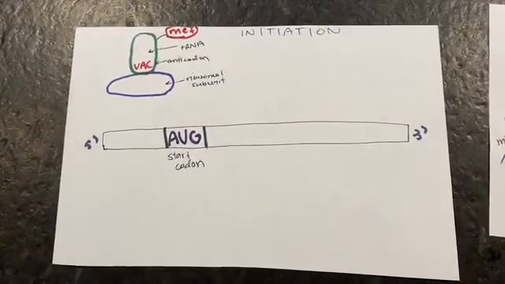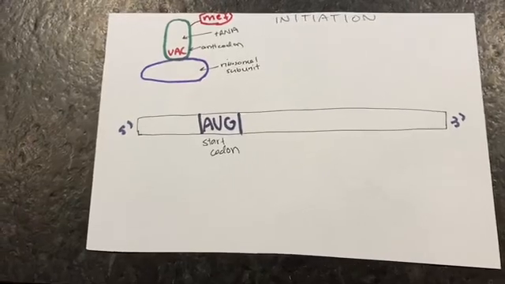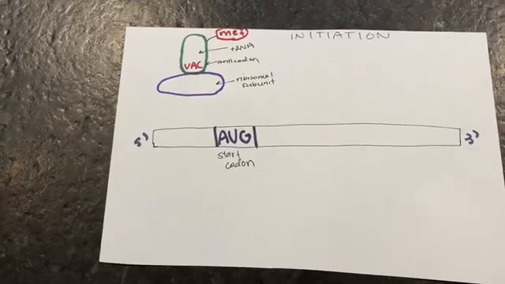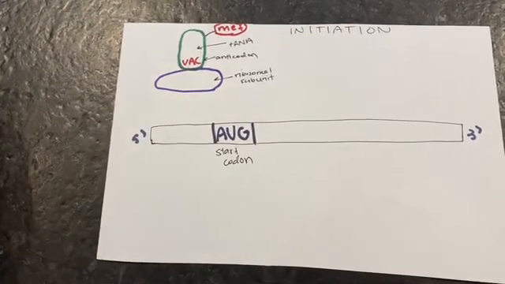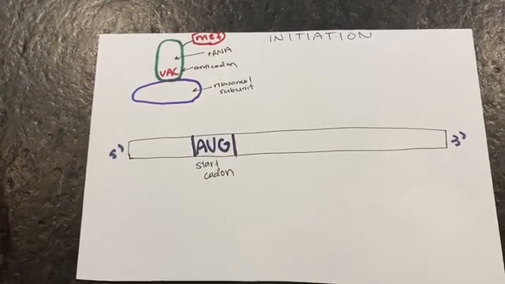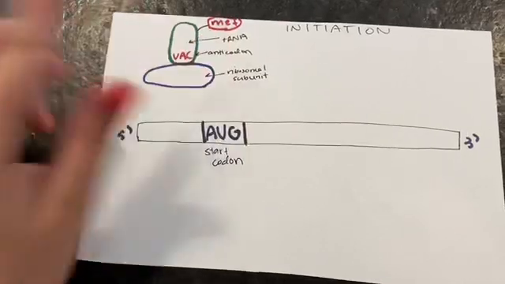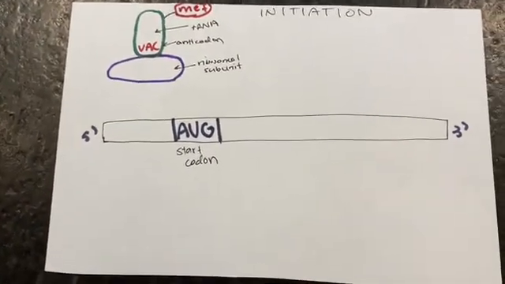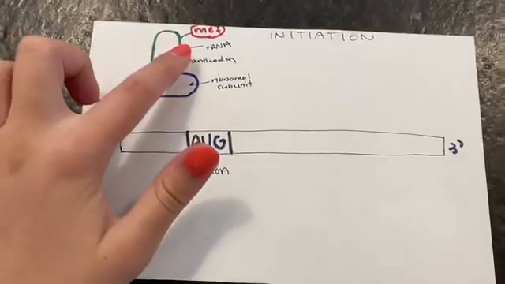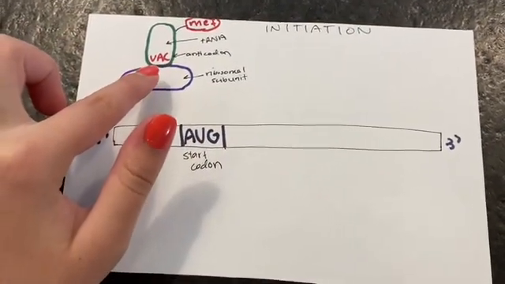Translation occurs when mRNA is translated into a polypeptide chain. The process goes as follows. The uncharged tRNA that comes from the nucleus enters the cytoplasm and attaches to its specific amino acid, becoming charged. The tRNA has an amino acid on one side and an anticodon on the other side.